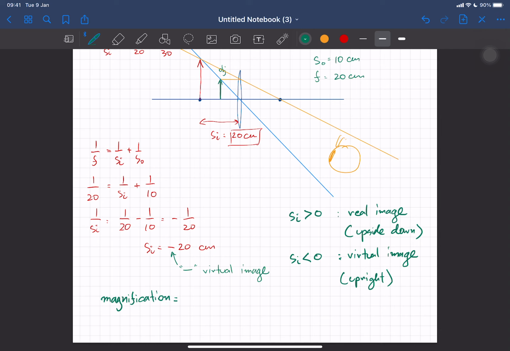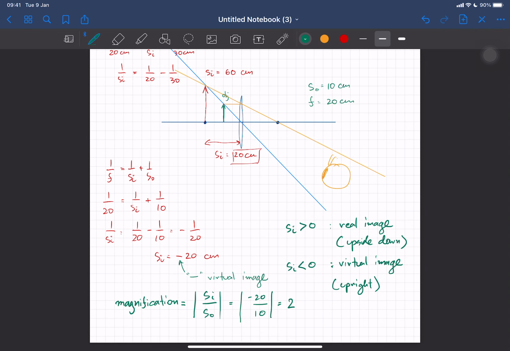is just the size of the image divided by the size of the object. And it can be shown that it's actually just the ratio of the image distance to the object distance. And we put the absolute sign because for a virtual image it's negative, right? So we care about the number, we don't care about the sign, so we put an absolute sign here. So in this case, minus 20 divided by 10. So the magnification of the system is 2.